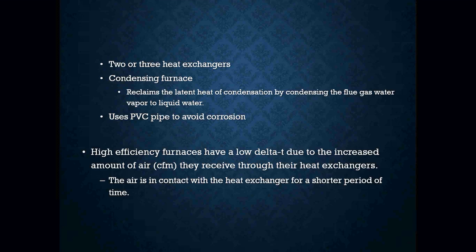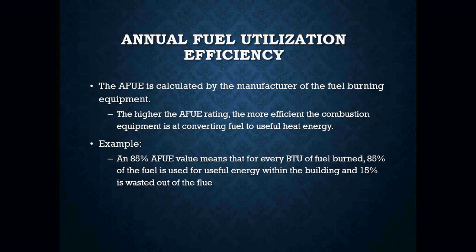They are condensing, and the reason why they are condensing furnaces is because they reclaim the latent heat of condensation by condensing the flue gas water vapor to liquid water. Again, they use PVC pipe to avoid corrosion. Your high efficiency furnaces have a low delta T due to the increased amount of air they receive through their heat exchangers. The air is in contact with the heat exchanger for a shorter period of time.